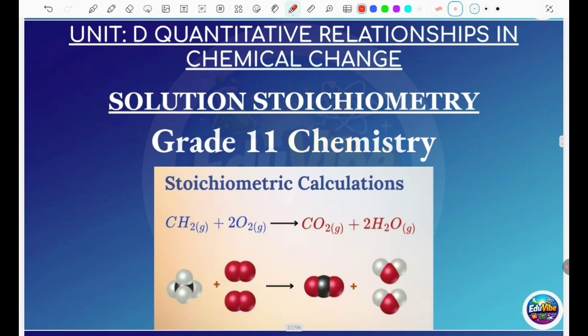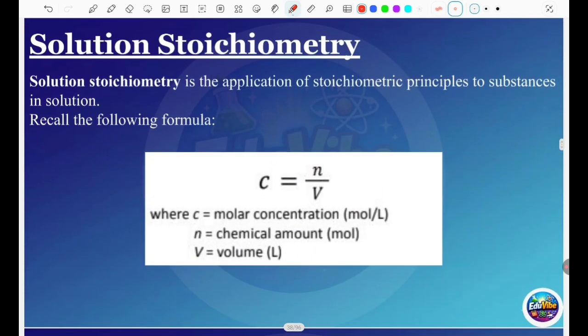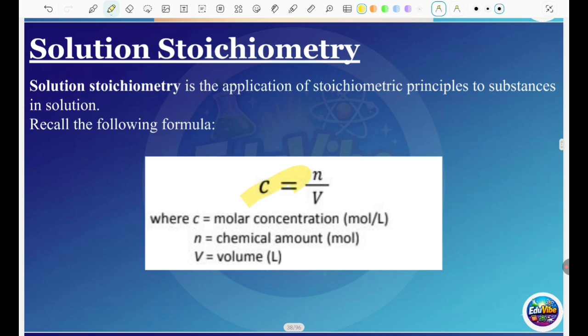This stoichiometry is basically connected to the concentration formula. We used that formula already in the previous unit. C is equal to n upon V. C is the molar concentration in moles per liter, n is the chemical amount in moles, and V is the volume in liters.